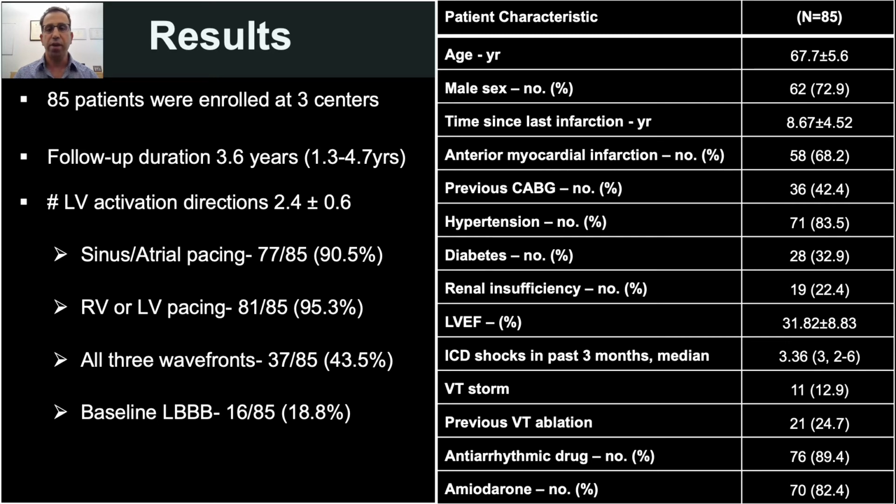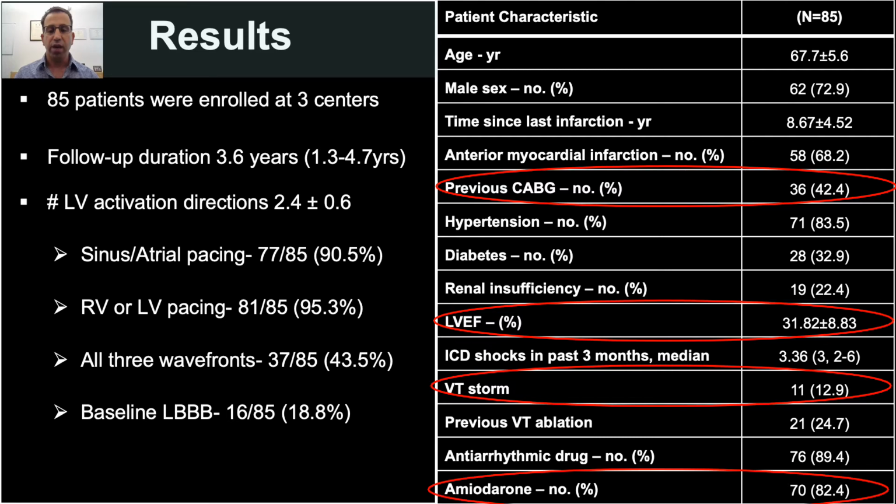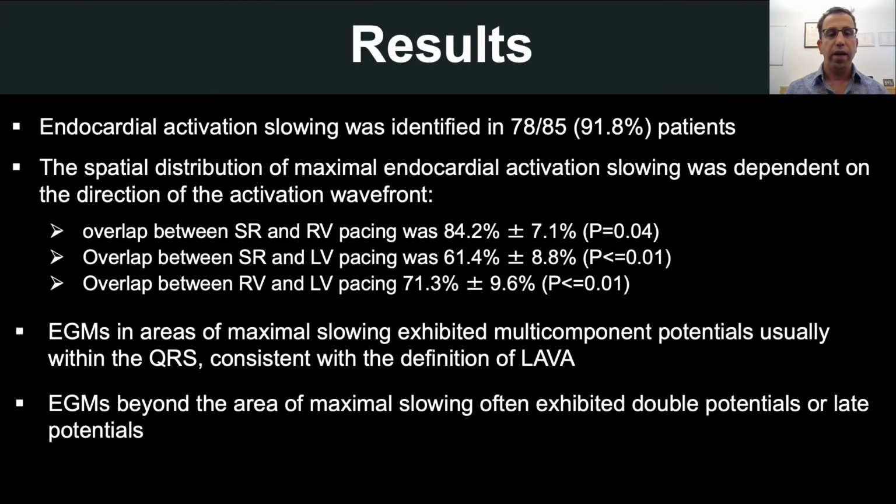The mean age of the patients was 67. 42% of the patients had a history of CABG. The left ventricular ejection fraction was 31%. 13% of the patients presented in VT storm, and most patients failed therapy with amiodarone. Endocardial activation slowing was identified in most patients. The distribution of maximal activation slowing was dependent on the direction of LV activation.